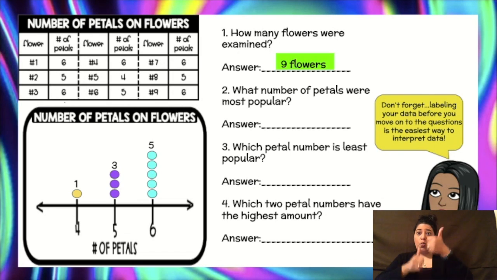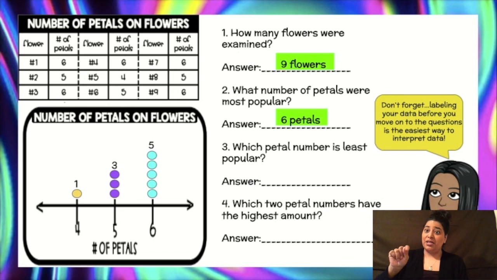All right, question number 2. What number of petals were most popular? So we need to find the number of petals that has the most dots on it because that means that many flowers had that many petals. And just by looking at it, you're able to see that 6 petals was the most popular. So easy, it's already labeled for us, so we already know what our answer is. 6 petals.